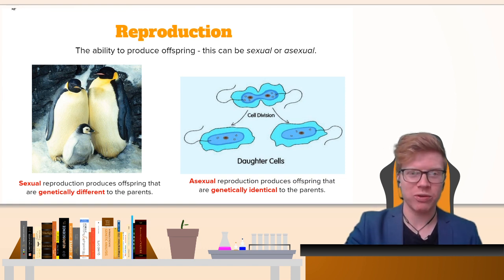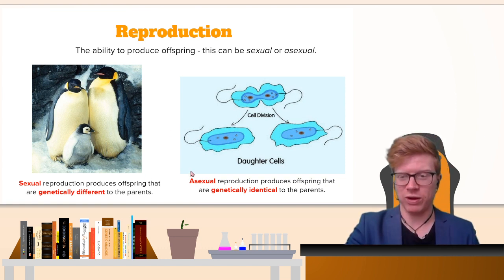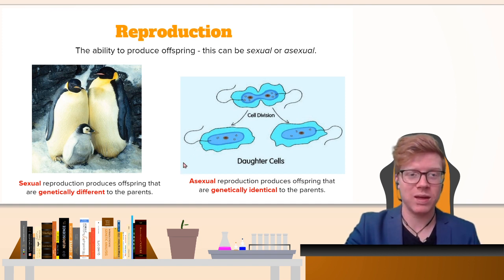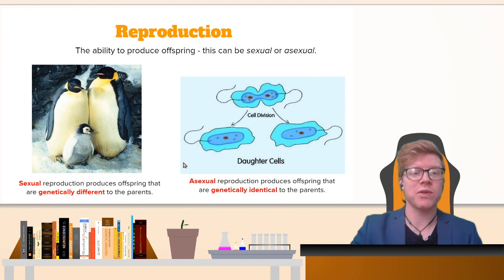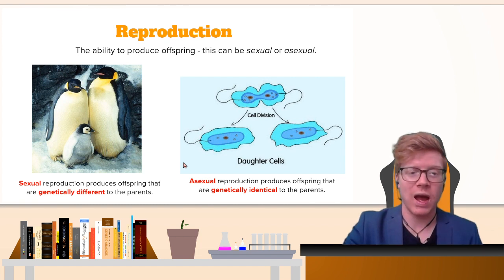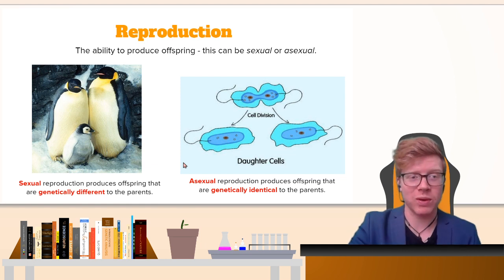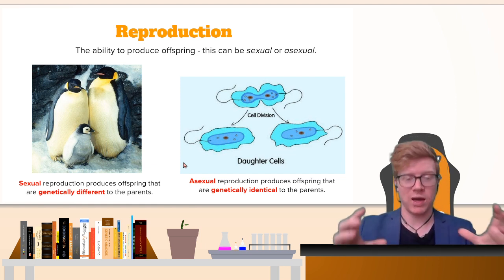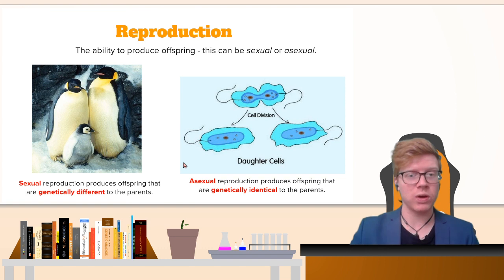Now we talk about reproduction. There are different kinds of reproduction, and this might be the first time that we've encountered reproduction in this sense. There are different kinds. There's sexual reproduction, which we might be familiar with, which produces genetically different organisms to the two parents, combining elements of both.